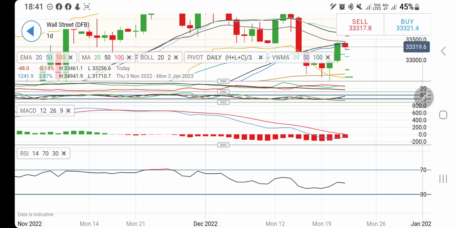On the downside, below 33,250 you can sell, but then expect 33,200 levels, and below that 33,100 is the next target. Then 33,000, 32,900 levels to be seen. 32,800 is the major support. Till the time it trades above 32,800, the probability of a rise exists. Hence you have to trade with caution.